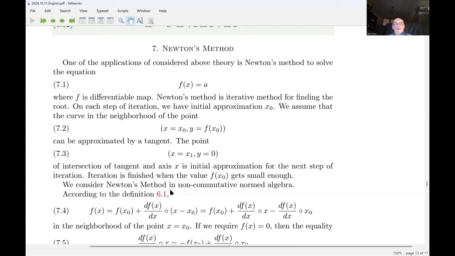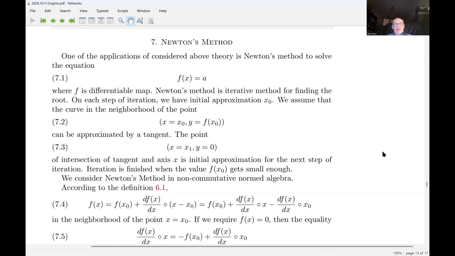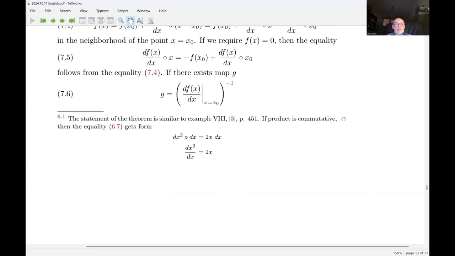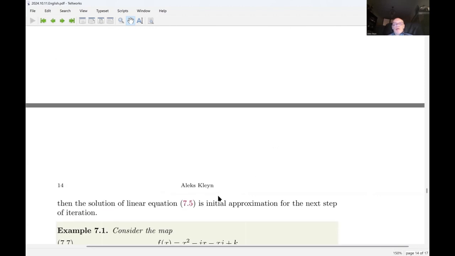We consider Newton's method in a non-commutative normed algebra. According to definition 6.1, we have equality 7.4 in the neighborhood of the point x equal to x0. If we require f of x equals 0, then equality 7.5 follows from equality 7.4. If there exists an inverse of the derivative, then the solution of the linear equation 7.5 is the initial approximation for the next step of iteration.